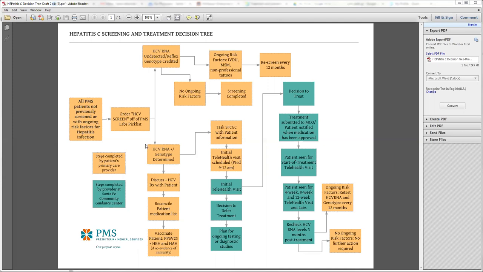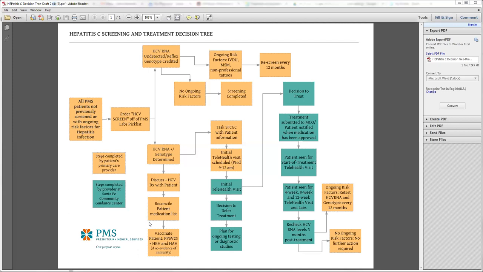So now your job after this is to discuss with the patient the HCV diagnosis. With my patients and my patient population, a lot of them, especially in the IV drug use community, already know that they have hepatitis C, so this is not necessarily any news to them. But for other patients, this can be kind of shocking. So I want you as the primary care provider to have that discussion with the patient and at the same time to reconcile the patient medication list.